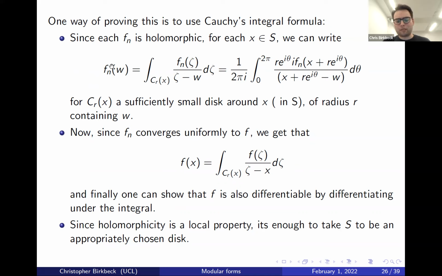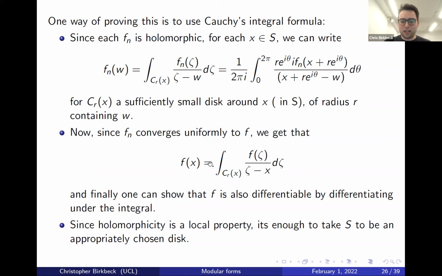And now, if my functions are converging uniformly, then this Fn is converging to an F down here, and this integral converges to an integral of a function. And this is the first thing you need to prove, that the uniform convergence implies a convergence of these functions defined by integrals.